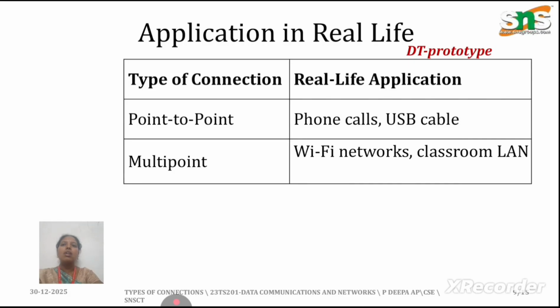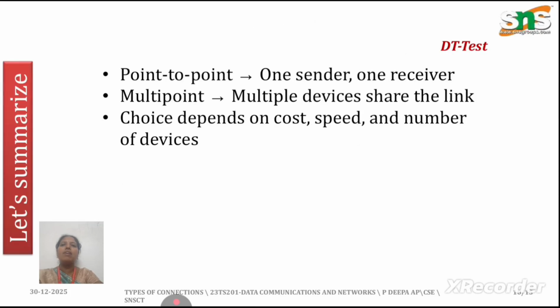The second one is the half duplex connection. Here data can flow in both directions, but not at the same time. Only one device can transmit at a time. The best example is a walkie-talkie, where one person speaks while the other listens.